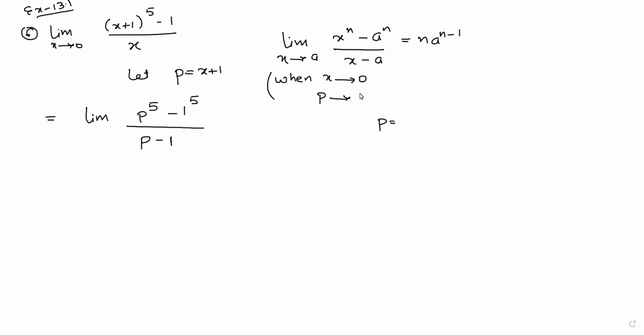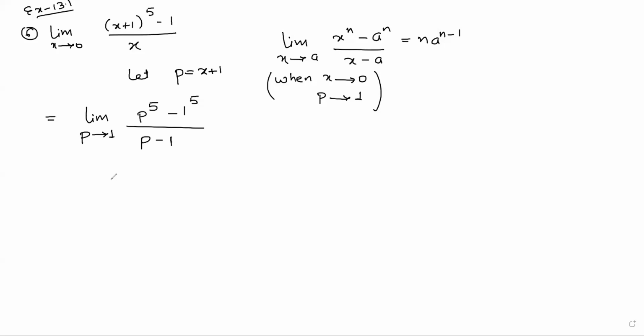Very good. p tends to 1. We have this p is equal to x plus 1. So in place of x, when we will put 0, then this will become what? p is equal to 0 plus 1. Okay, so sir, actually x will not be equal to 0. x will approach 0. So when x goes towards 0, then this p goes towards 1. That's why we have written when x tends to 0, p tends to 1. So we will get from here.